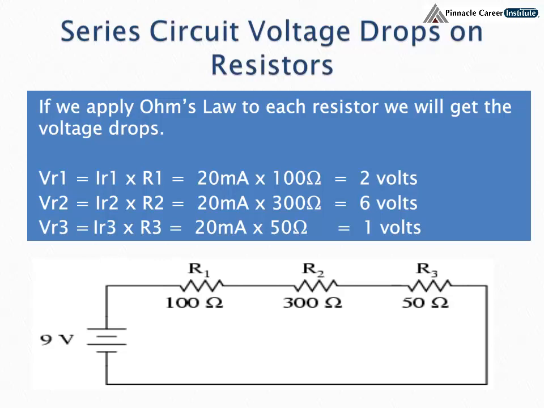So VR1 equals IR1 times R1, 20 milliamps times 100 ohms, and we have 2 volts. That's the amount of voltage that is dropping on R1. We do the same thing for VR2, IR2 times R2, which is 20 milliamps times 300 ohms, and that gives us 6 volts. That's the amount of voltage dropping on R2. And then for VR3, the same thing, IR3 times R3, 20 milliamps times 50 ohms, and we have 1 volt dropping on the last resistor.